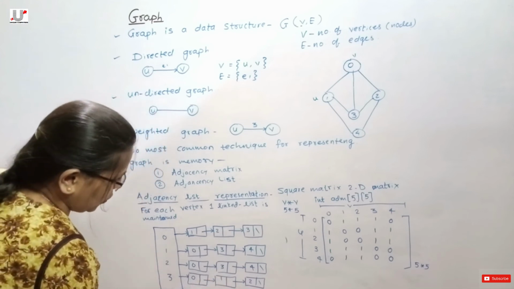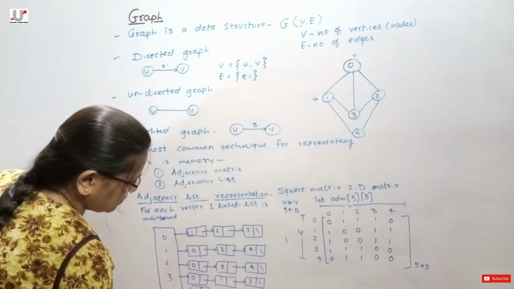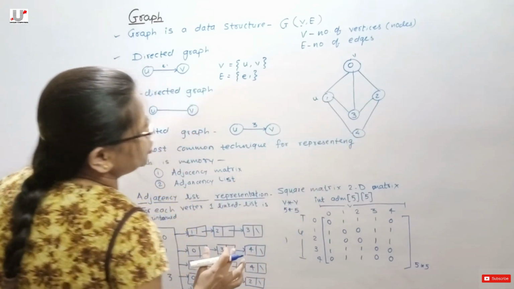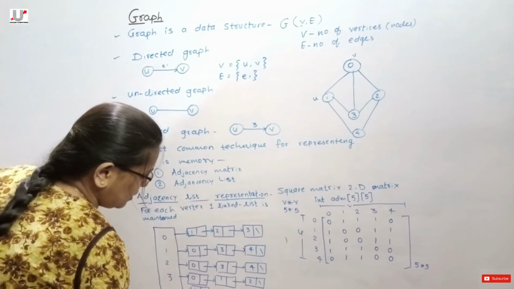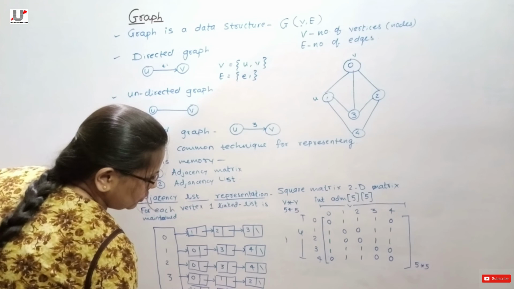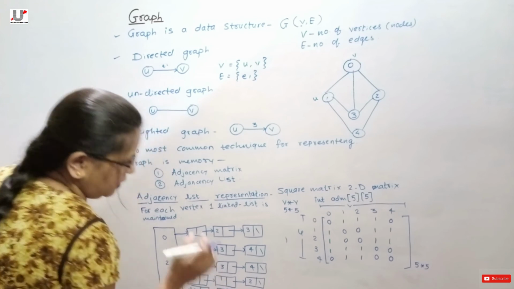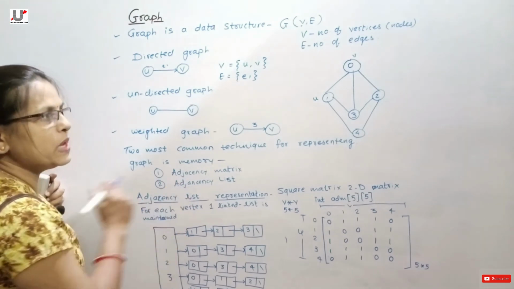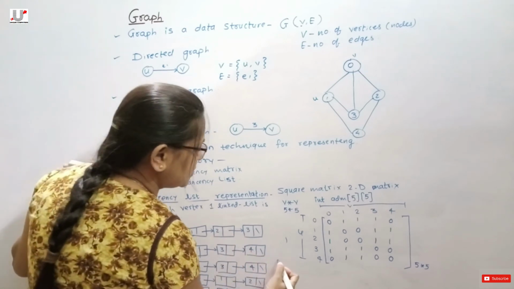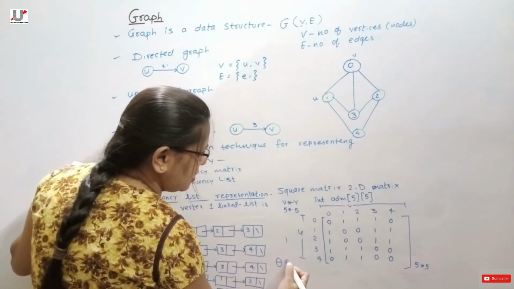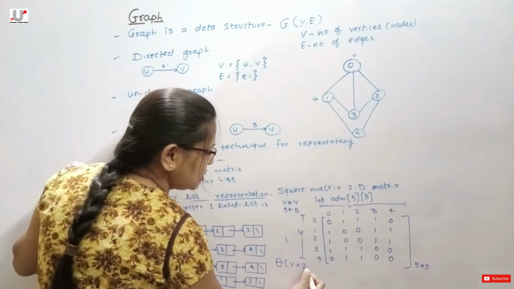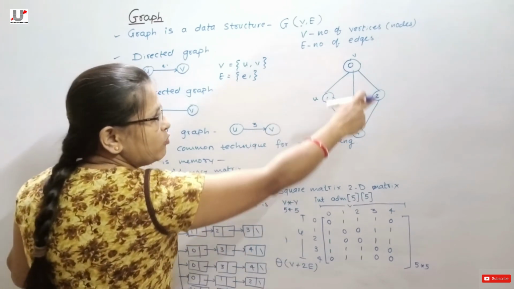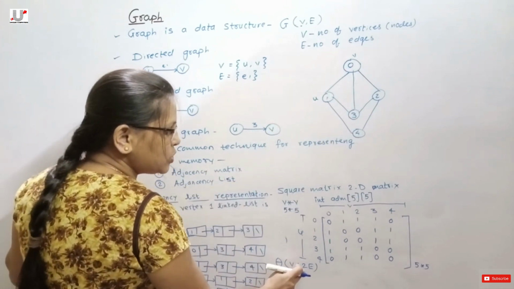Then from 4, there is a direct edge to 1 and 2, 4 to 1 and 4 to 2, then null. So to represent this adjacency list, the space taken is theta V plus 2E. V indicates the total number of vertices, plus 2E.